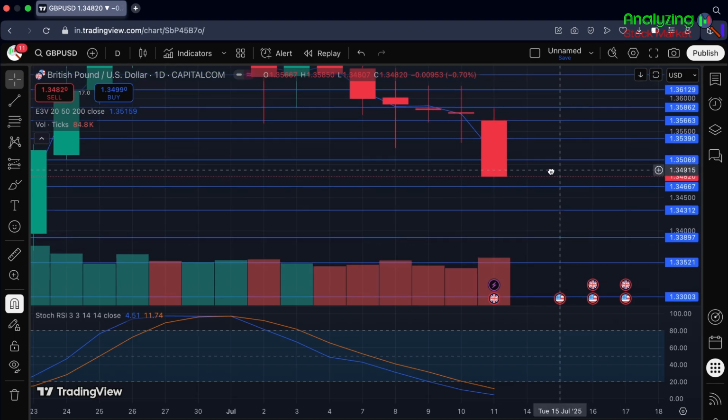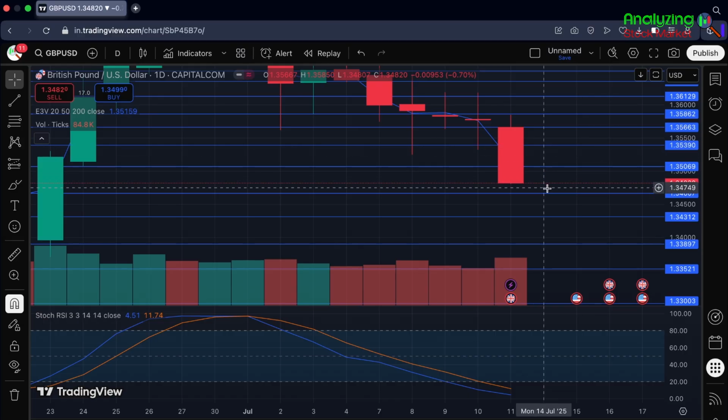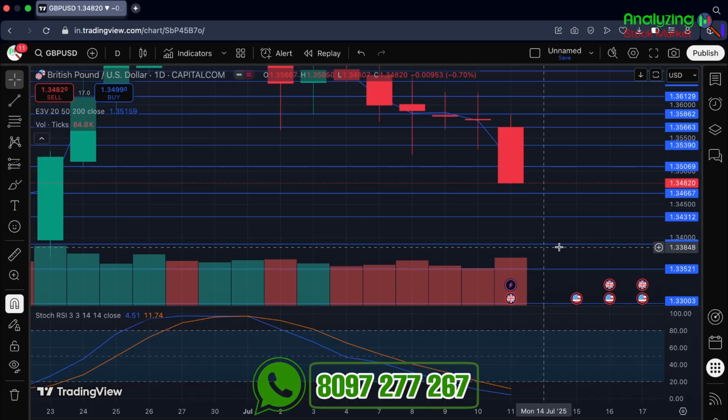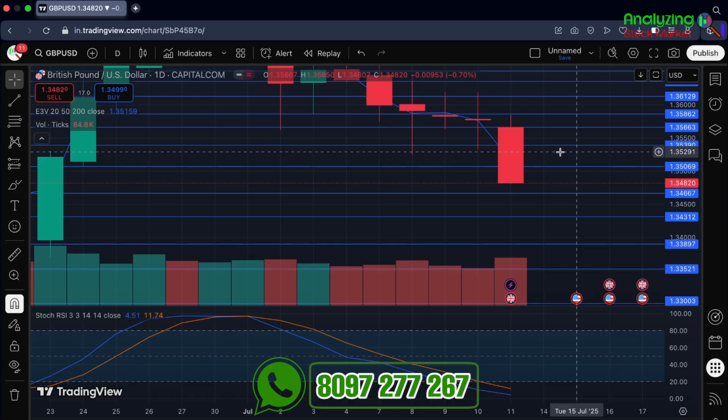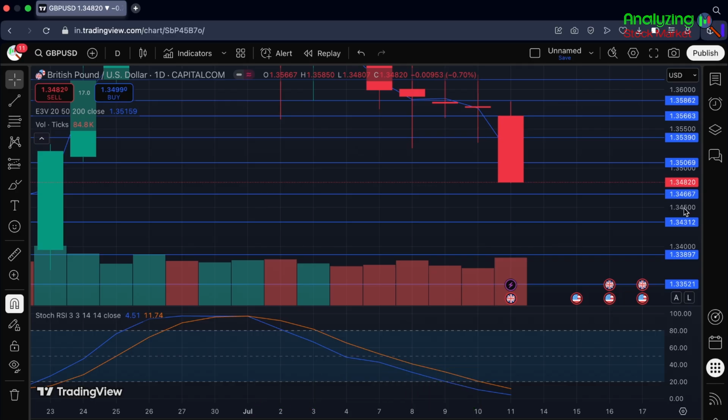Let's see what the marked levels are, and first we'll start with the closing. Here 1.34820 was the closing. Direct support is 1.34667. Direct resistance is 1.35069. After direct support there is a support of 1.34312 and then 1.333897. After direct resistance there is a resistance of 1.35390 and then 1.35663. These support and resistance zones are very important. Do consider marking them on your chart as well.